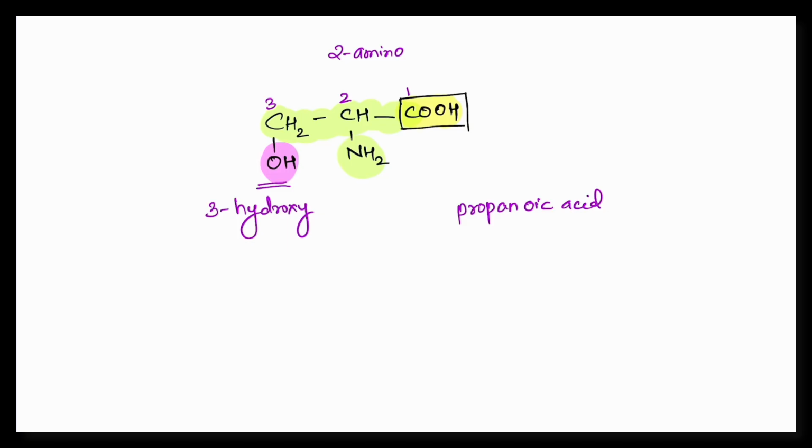Next point to consider is when writing the name, we write the name alphabetically. So we will first write 2-amino, then 3-hydroxy, then propanoic acid.